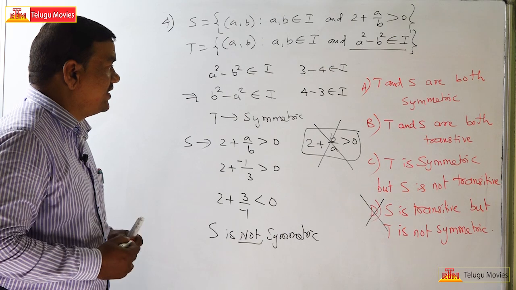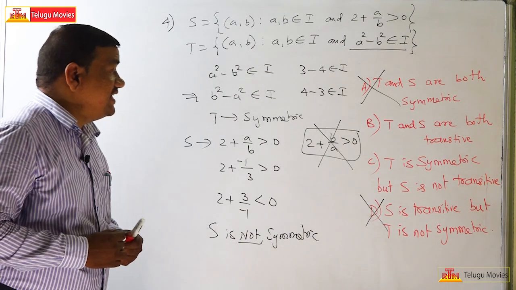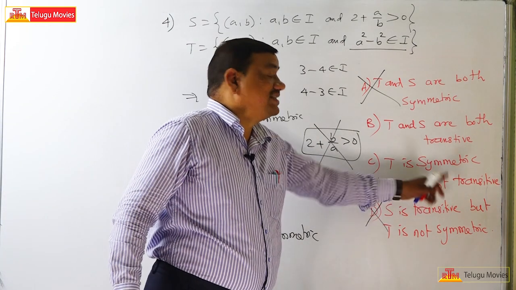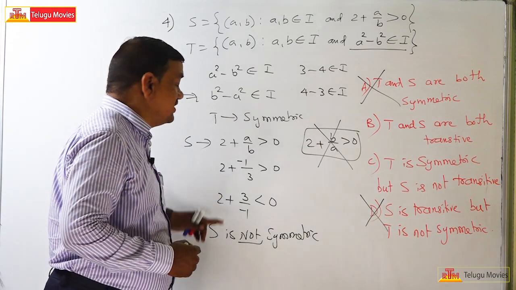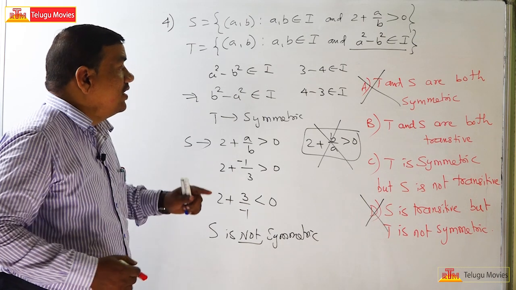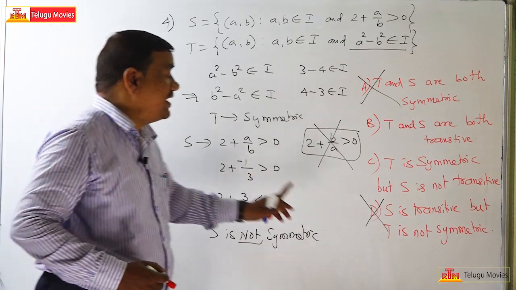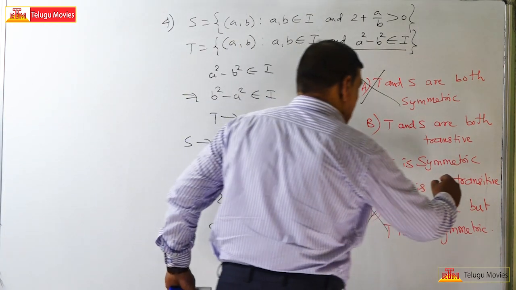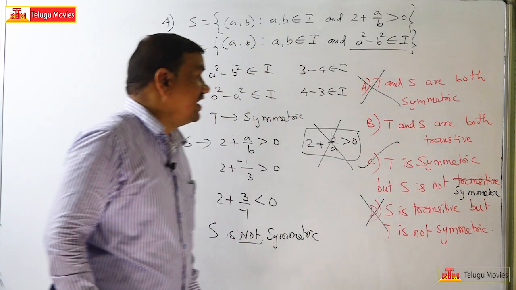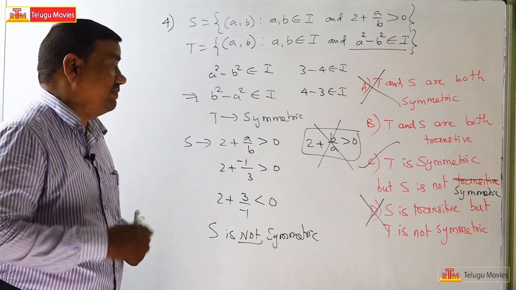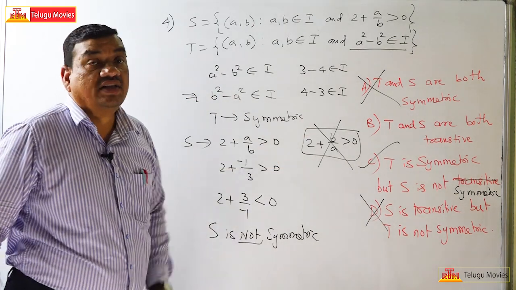One option says T and S are both symmetric. This is also wrong. So T is symmetric, but S is not symmetric. Another option says T and S are both transitive. T is symmetric, okay, but S is not symmetric. So option C is clearly the answer. T is symmetric, but S is not symmetric. That is the correct answer.